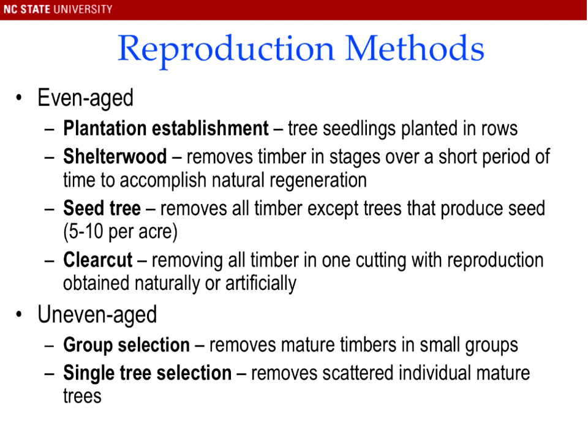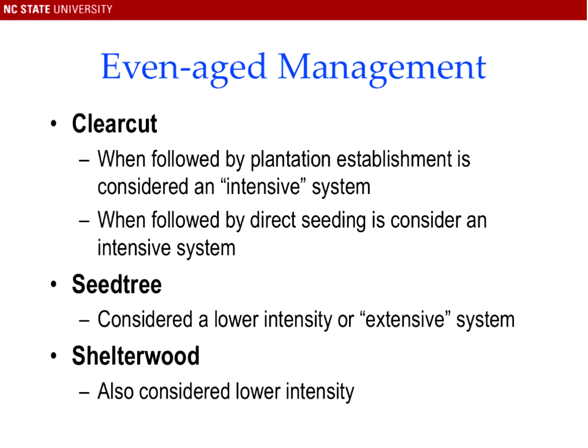In an uneven aged grouping, there are two basic types. There is group selection, in which mature timber tends to be removed in small groups or patches, and then single tree selection, where individual trees are targeted and marked and removed on an individual basis. And these reproduction methods do have some advantages and disadvantages, which we'll discuss.